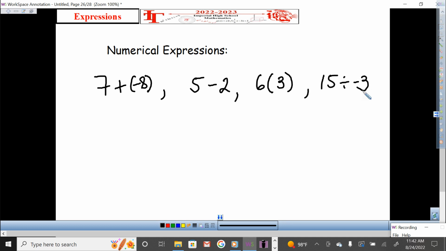All of those are numerical expressions. If I was to ask you to take a picture and DM someone, what are you going to explain to them numerical expressions are? Numerical expressions are this. Talk it over to your neighbor. What are numerical expressions? What makes them up?